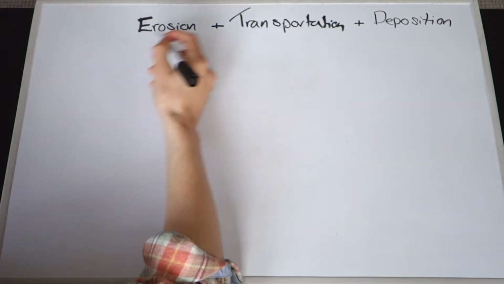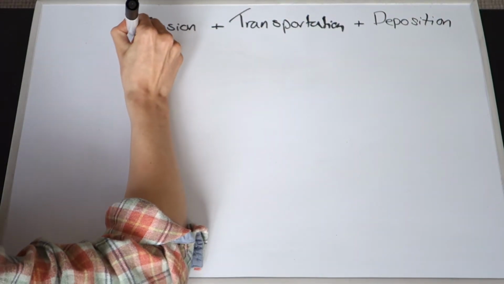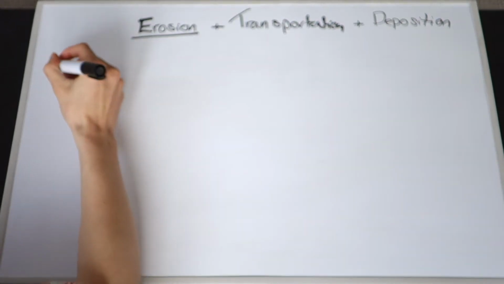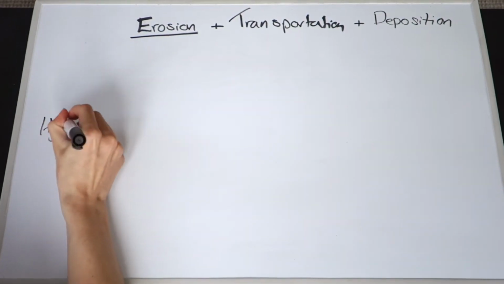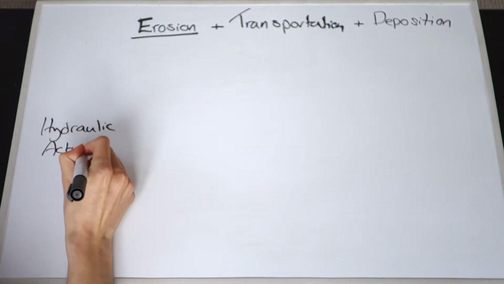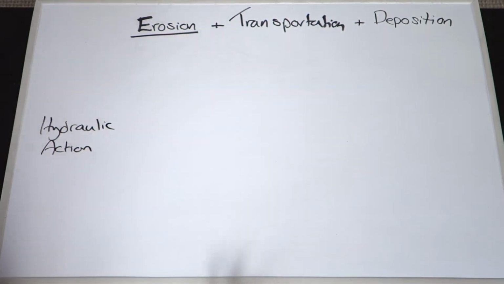Now we're going to look at each of these in turn, and first we're going to start off with erosion. Now remember, erosion is the breaking down of material from large to small and round. And it happens in four ways. The first way is hydraulic action. Now hydraulic action is just the breaking down of material by the force of the water.